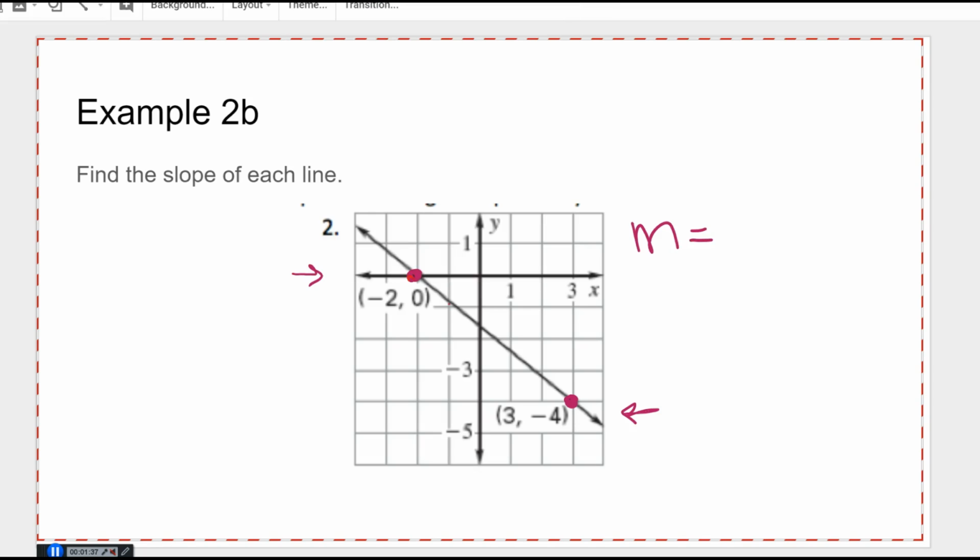So I will start at the top. And I have to ask myself, am I going to go up or down to the next point? And I'm going to go down. So that's going to be negative 1, 2, 3, 4. So I know the top is negative 4. And then am I going to go left or am I going to go right? And I'm going to go to the right, positive 1, 2, 3, 4, 5. And so that's my slope.